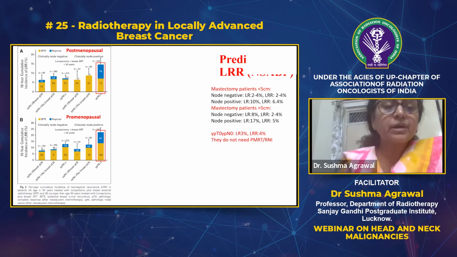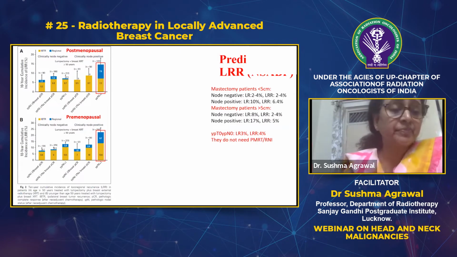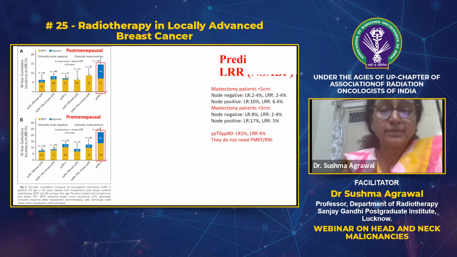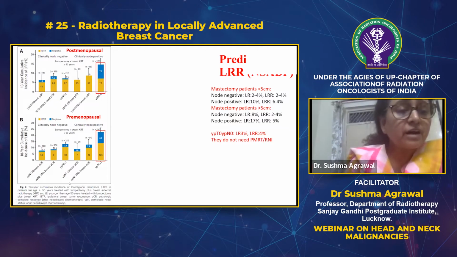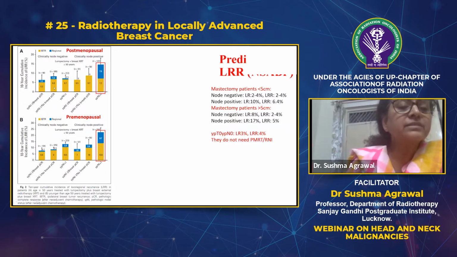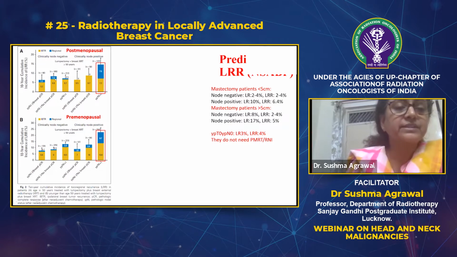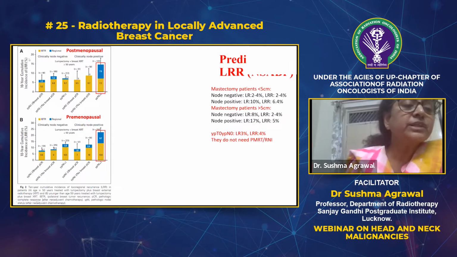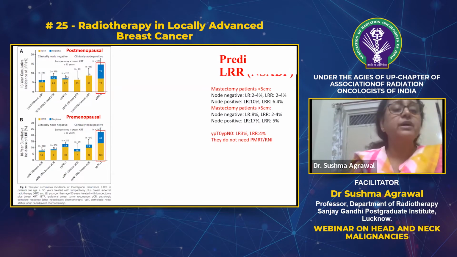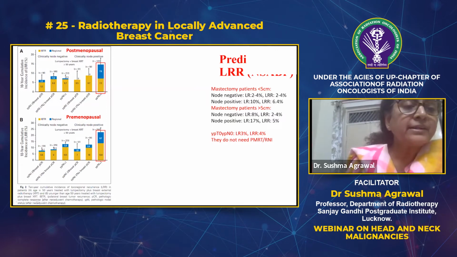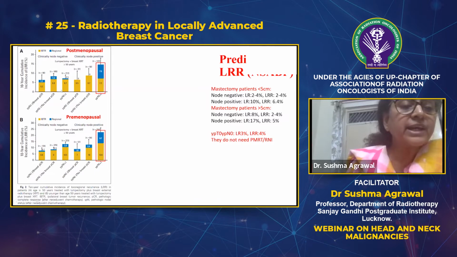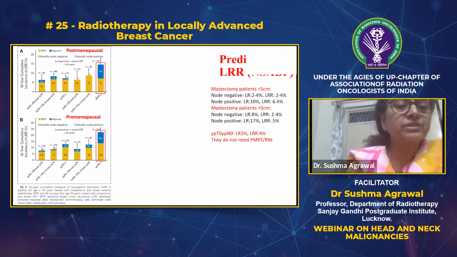So I'll be talking about the most important slide of this presentation, and this is based on the results from NSABP. This graph tells you that the yellow bars are the ipsilateral breast recurrences, and the blue ones are the regional recurrences. The upper graph shows postmenopausal women and the lower one premenopausal women. Now the y-axis shows the incidence of locoregional recurrence, and the x-axis shows the various types of response to chemotherapy. And the left part of the graph is clinically node negative, and the right side is node positive.